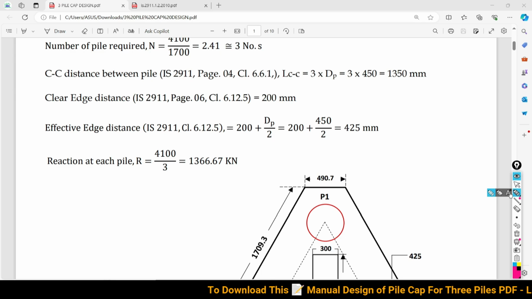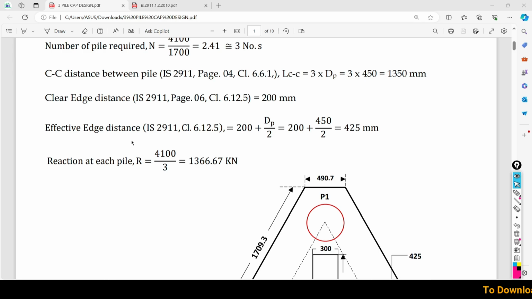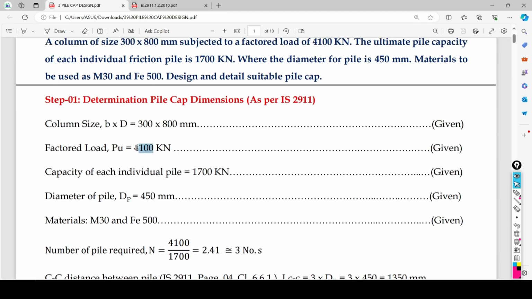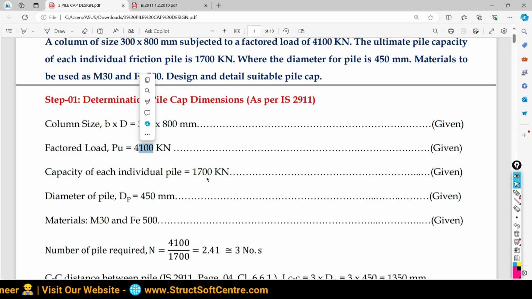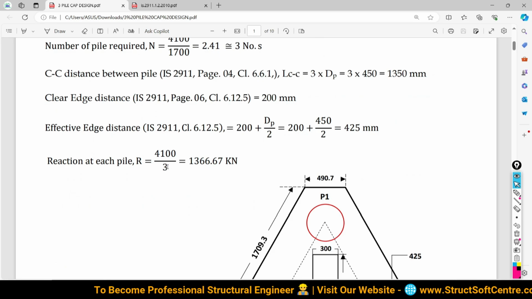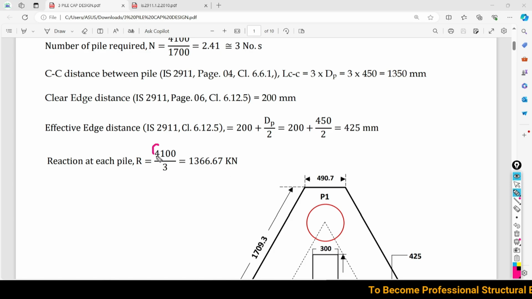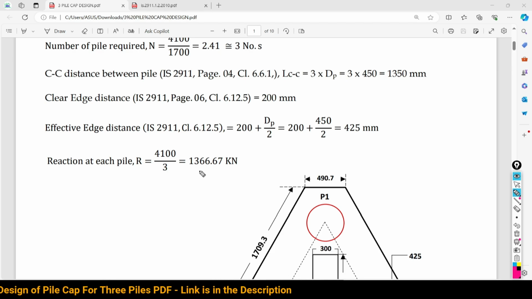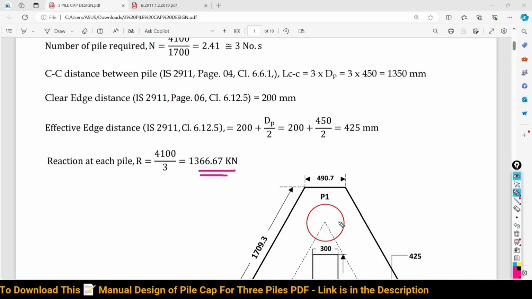Now finally, we have to find out how much reaction is carried by each individual pile, because your column is carrying a total load of 4100 kilonewton as factored. Each individual pile capacity is 1700 kilonewton as factored. If we are going to provide 3 piles, how much load is going to be carried by one pile? For that, total load divided by total number of piles. If we take the ratio, each individual pile is going to carry a load of 1366.67 kilonewton. This is the reaction carried by your pile.